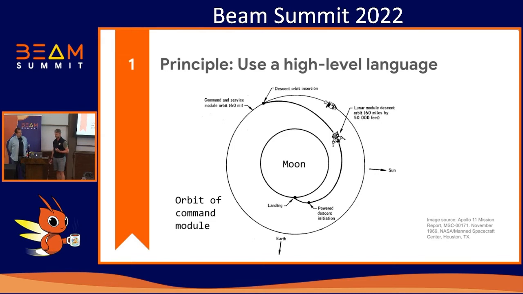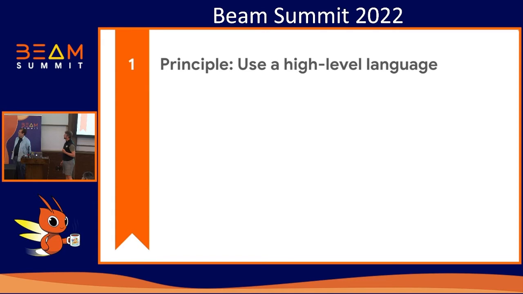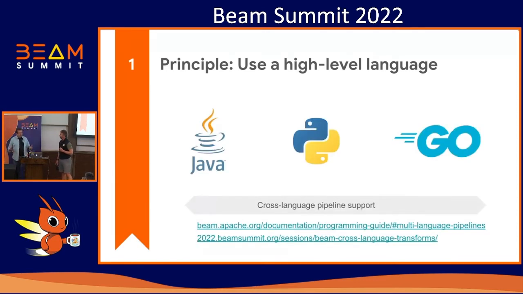So they implemented an interpreter to run on this thing that allows them to work in a higher level language and achieve the mission goals. So if we want to apply this principle to a Beam pipeline, how would we do it? Well, use a hybrid language. How do we apply this to our pipelines?